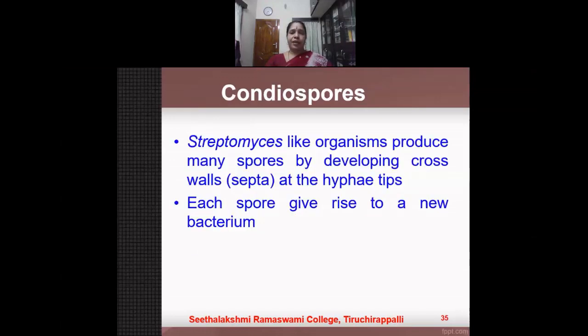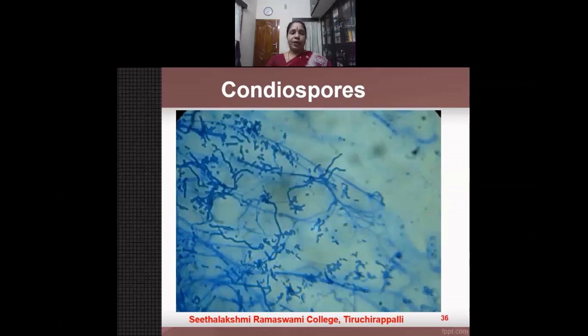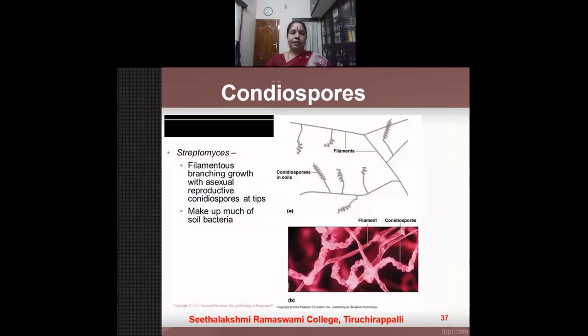Conidiospores. Streptomyces-like organisms produce many spores by developing cross walls or septa at the hyphae tips. Each spore gives rise to a new bacterium. You can find here the conidiospores. And this image also shows the formation of conidiospores.